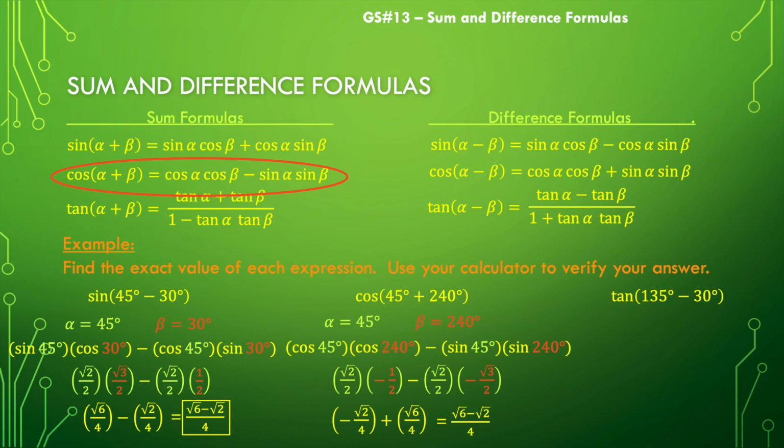Looks an awful lot like what we got before. All right, so same thing. We should get the same decimal approximation when we crunch cosine of 285 in our calculator. So let's try it. Cosine of 285 is 0.2588. That means that we did it right.